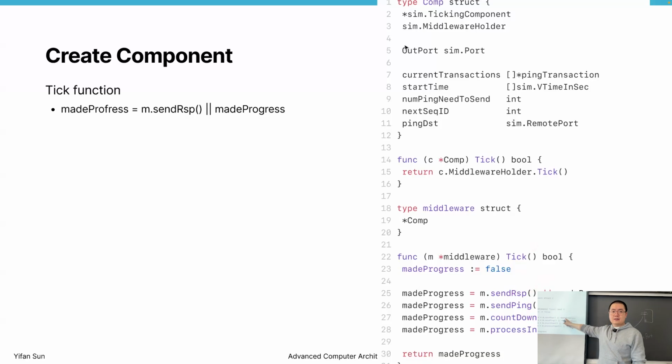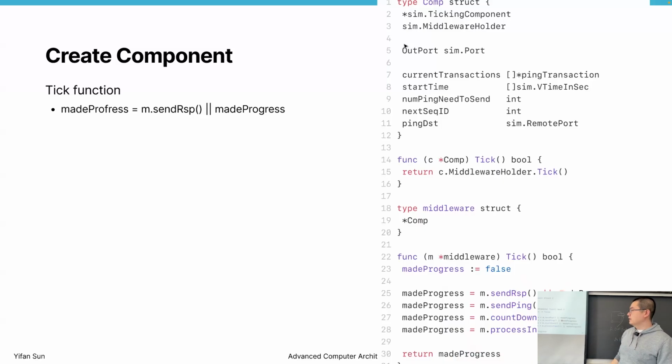False or true is true, then this is true. We don't care about the rest. Then made progress will remain true for the rest of the function. So if any of these 4 stages is true, then the final made progress is true. If all of them are false, the final return is false. Okay, this is a very, very common pattern in MGPUSim and in Akita. Almost all components are written in this way.